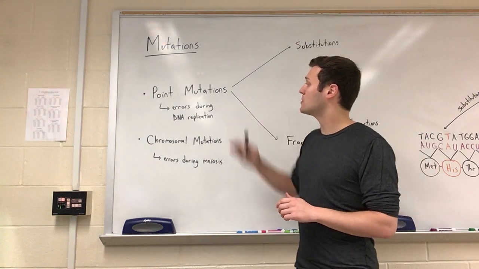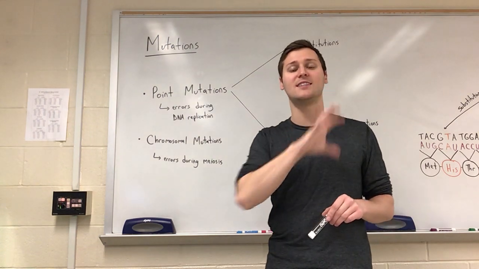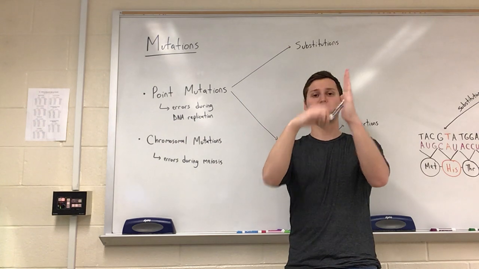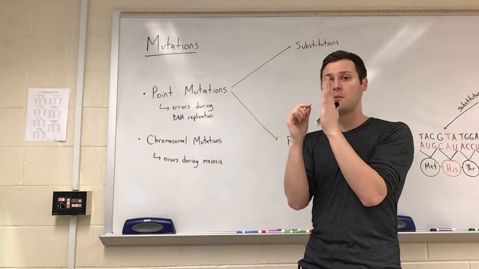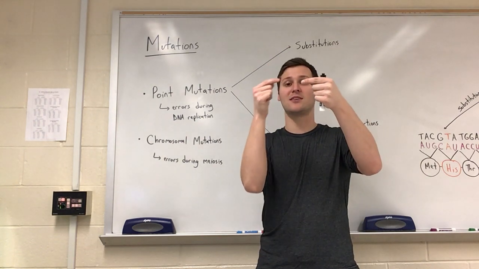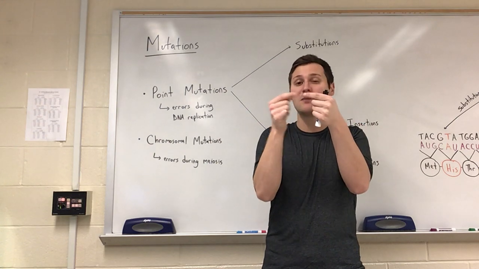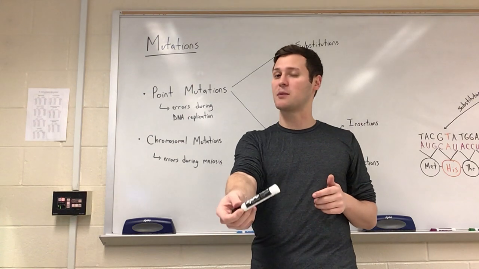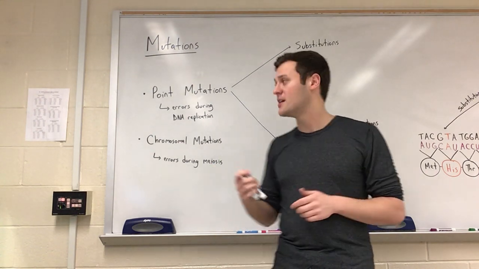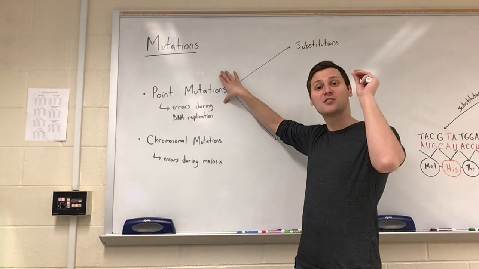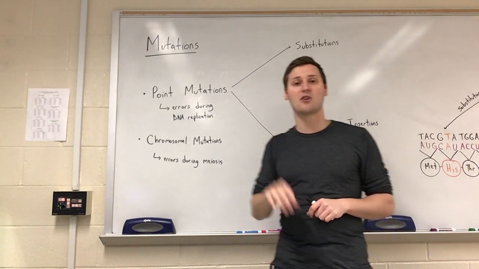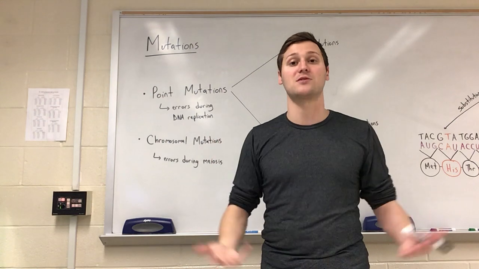But point mutations are errors in DNA replication. So when we split the DNA apart and we're copying both strands, maybe we see an A and we're supposed to put down a T, but instead of putting down a T, maybe we accidentally put down a C. And that's done by DNA polymerase, if you remember that enzyme. So point mutations are changes in single bases, single nucleotides, while chromosomal mutations are errors that arise during meiosis.